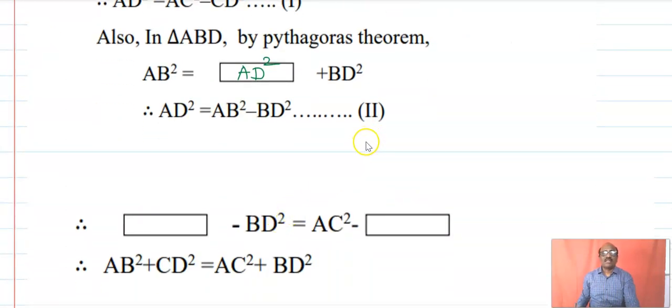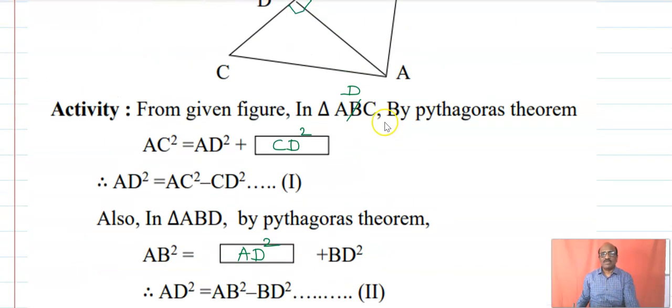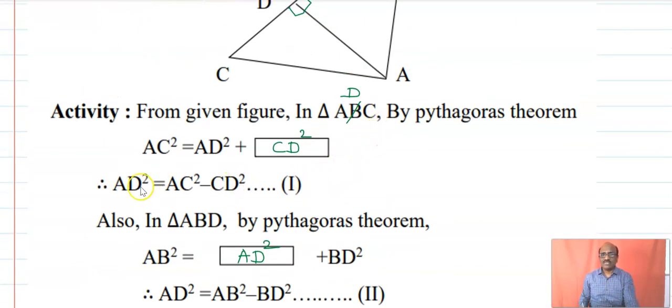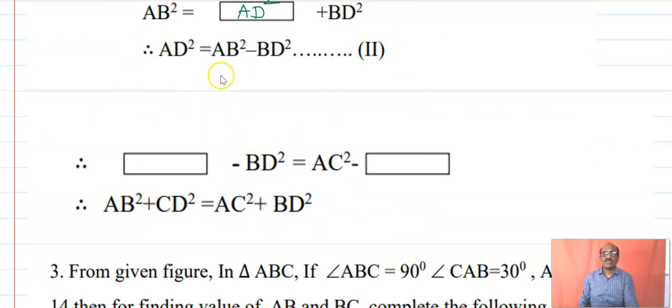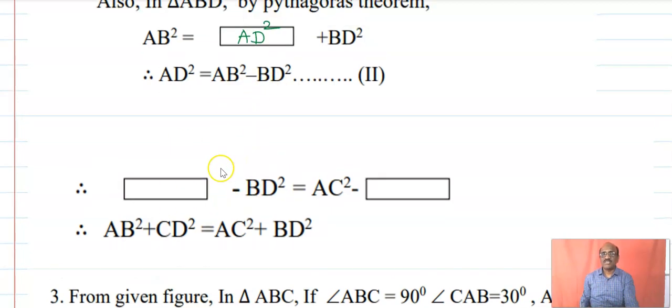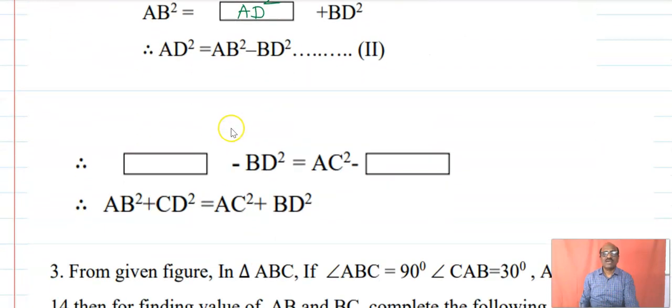Now if we look at these two, 1 and 2, AD square is equals to AC square minus CD square, and again AD square is equals to AB square minus BD square. Now what will be written here? That is AB square minus BD square, and here AC square minus CD square.